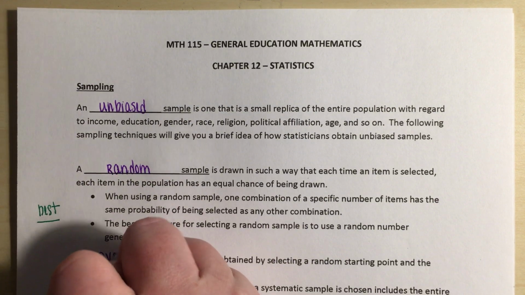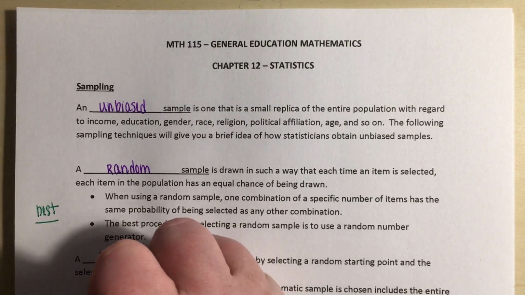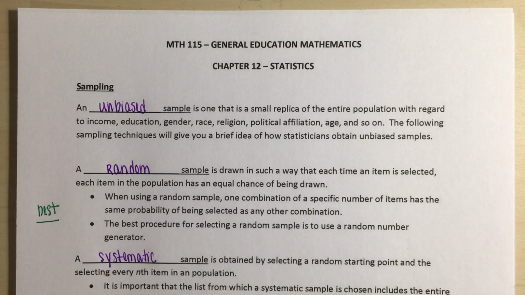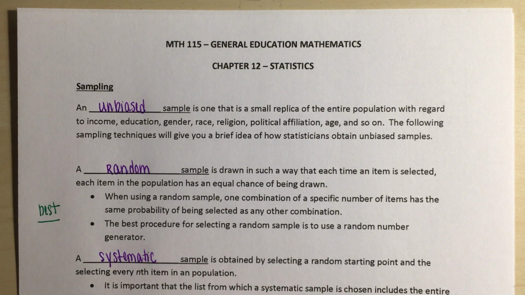A systematic sample is obtained by selecting a random starting point and then selecting every nth item in a population. It is important that the list from which the systematic sample is chosen includes the entire population being studied. The problem that must be avoided when this method of sampling is choosing objects that have a constantly reoccurring characteristic that is not shared by all members of the population. So there could be slight problems with doing our systematic samples, but it is another way that we can generate samples.